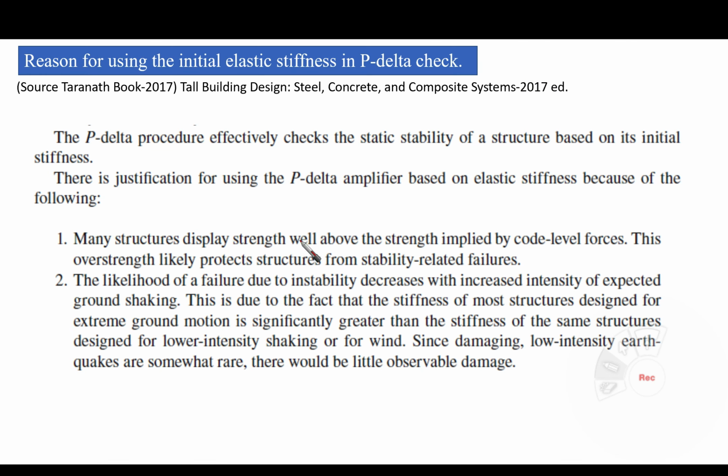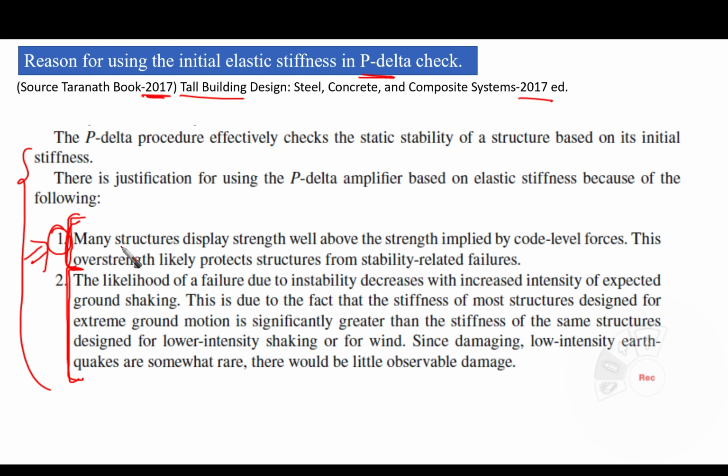Okay, the last thing that I want to highlight here is the reason for using the initial elastic stiffness in the P-delta check, where we didn't mention anything about the post-yield or nonlinear or inelastic range. This is from the Taranath book, if you are familiar with it, Tall Building Design: Steel, Concrete, and Composite Systems. He was talking about why the code is not using anything related to the inelastic part. I think the first justification is reasonable, but I have some comments on the second one. So I'm going to share with you only the first part.